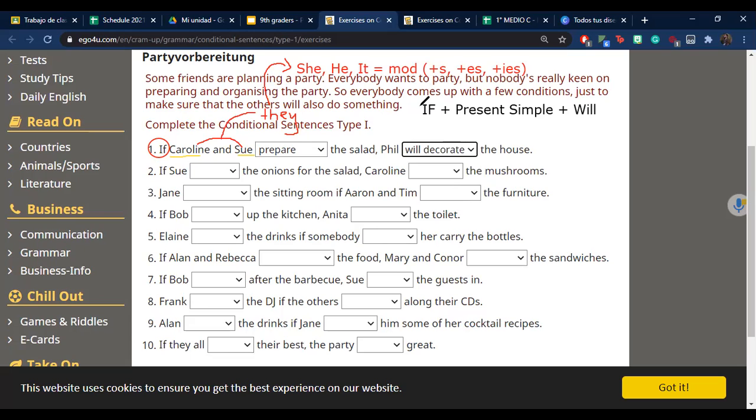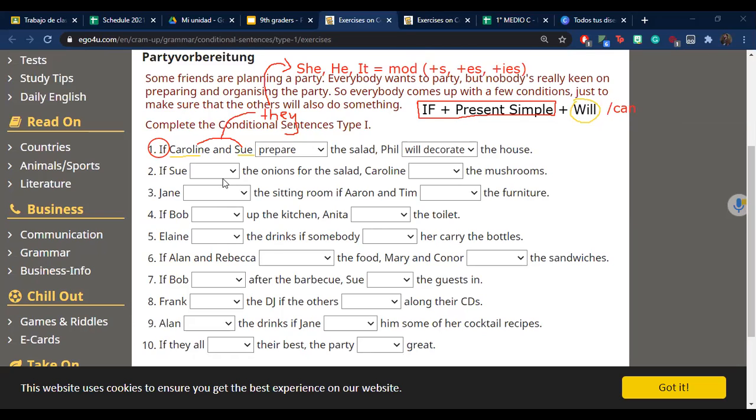Dijimos. Tenemos acá la condición. If in present simple, y aquí tenemos the result. This is the result. And the result usually is with will. También puede ir can a veces, se lo van a pillar igual, ¿ya? Can, que es como puede ser. Yeah, thank you, very nice.